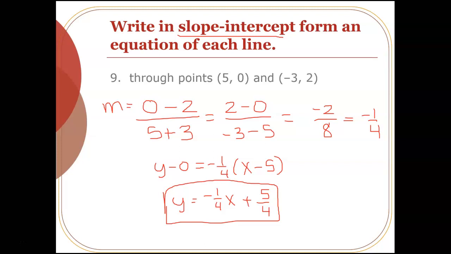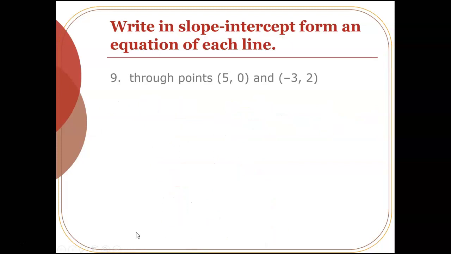In slope-intercept form, you see just that, the slope and the y-intercept. In standard form, it's more helpful for graphing your x and y-intercepts. So each form of the equation has its own purpose.